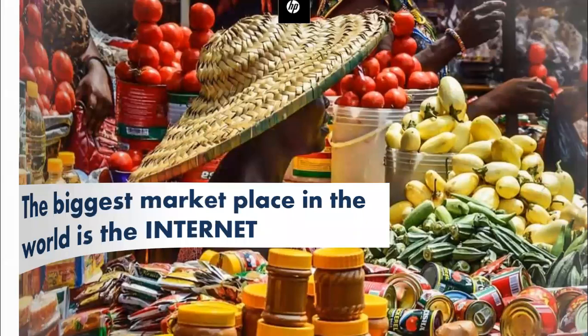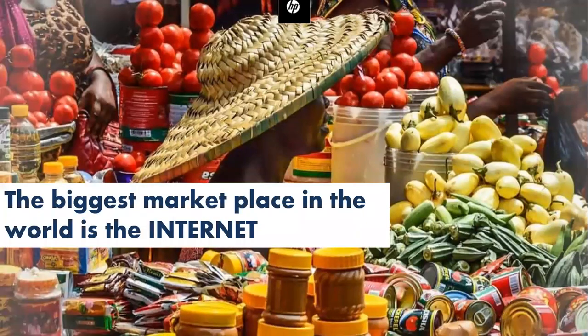So what am I saying? I'm saying this. The internet happens to be the biggest marketplace in the world. That is the biggest market because that's where most human beings are aggregated or congregated. Most human beings are on this platform called the internet because that's where most buying and selling are done. So I'll come to the differences between them. So let's look at this guy.